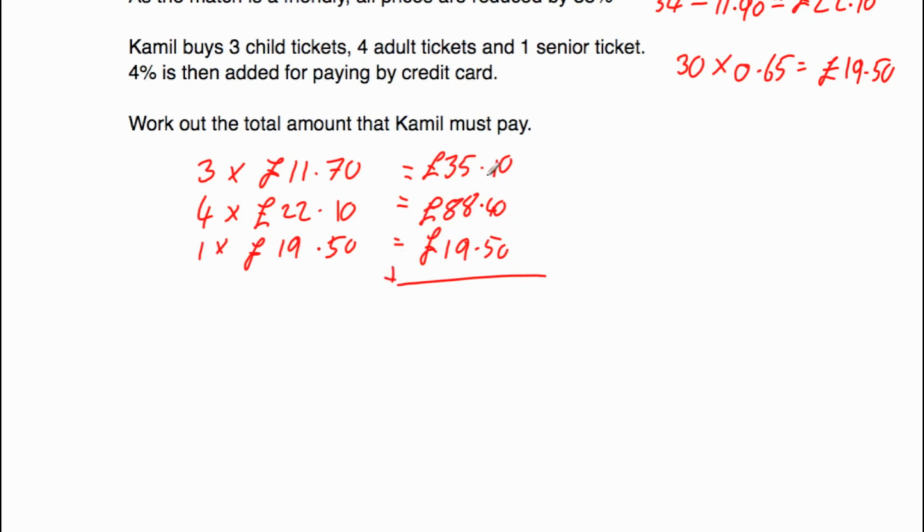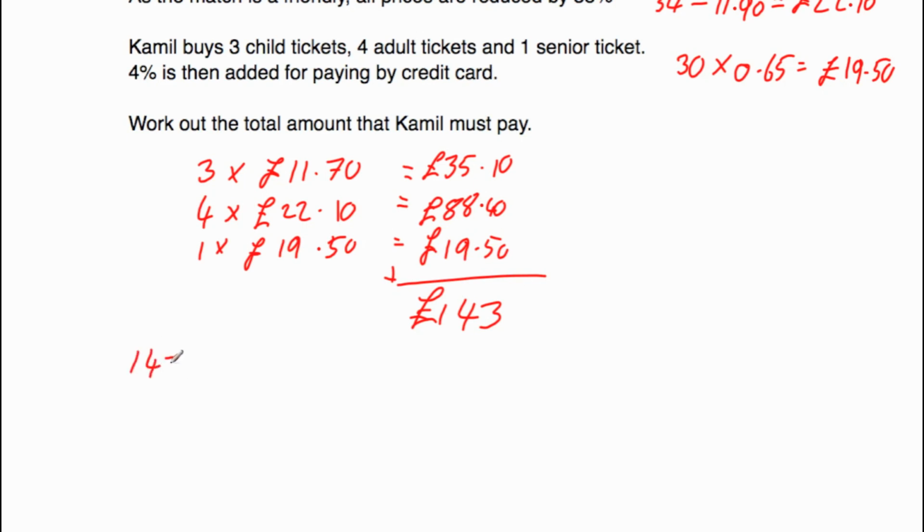So if we add these amounts up, we'll find out the total cost of the tickets. So £35.10 plus £88.40 plus £19.50 is equal to £143. So the price of the tickets is £143, but Camille needs to pay an extra 4% because he's paying by credit card. So I can then do this in 2 different ways. I can divide this by 100, times it by 4 to find 4% and add it on. Or I could use the same approach as earlier. If something goes up by 4%, you then got 104% as a decimal number. That's 1.04. So we could just multiply this by 1.04.